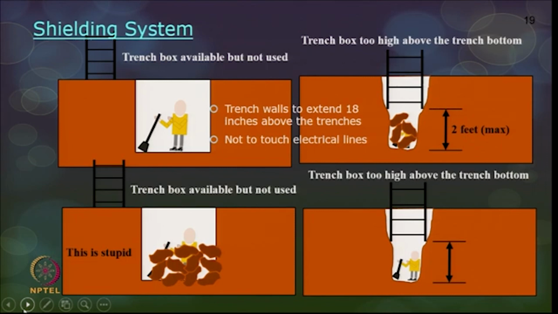So, trench boxes. These trench shields are like boxes, they come as boxes and you have to put them into the excavated portion. As you start cutting out the earth, you have to put these boxes inside, and the workers can start working inside these boxes. Okay.